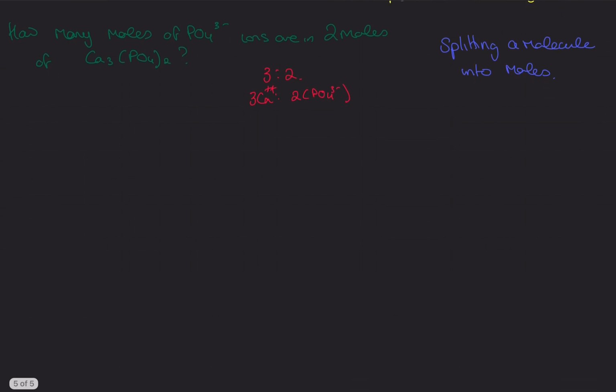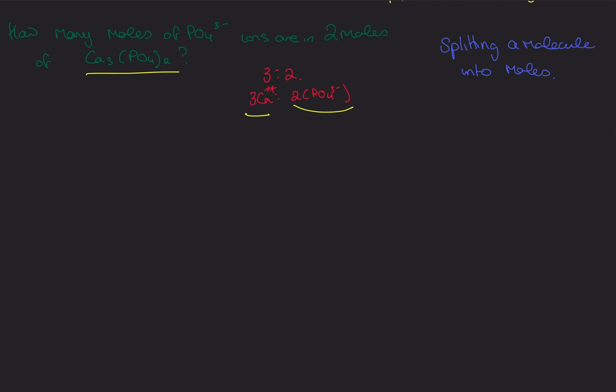Okay, something slightly different. So we have a compound that we can see here. And it's asking us how many moles of our PO4 3- ions are in 2 moles of this substance. So you've seen I've written out a ratio. So let's just break it down to 1 molecule of that substance. In that molecule, we have 3 calcium ions and 2 phosphate ions. So that ratio is that 3 calcium ions come together and match up and balance the charges with 2 phosphate ions.